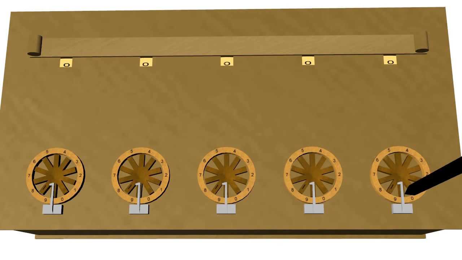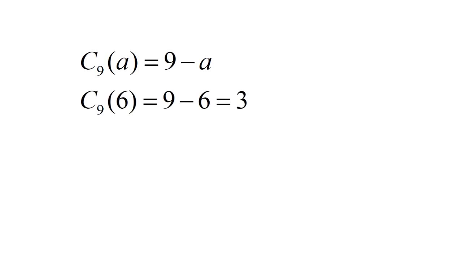You cannot perform subtraction directly on the Pascaline because the input dials only rotate in the clockwise direction. Instead, subtraction is performed indirectly by using a trick known as 9's complement arithmetic. The 9's complement of any one-digit number is 9 minus that number. For example, the 9's complement of 6 is 9 minus 6 equals 3.